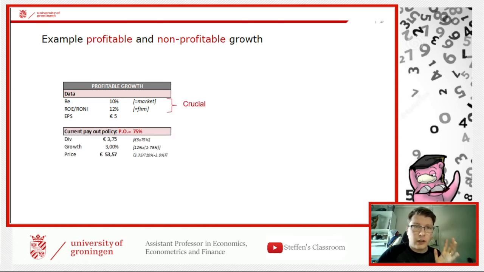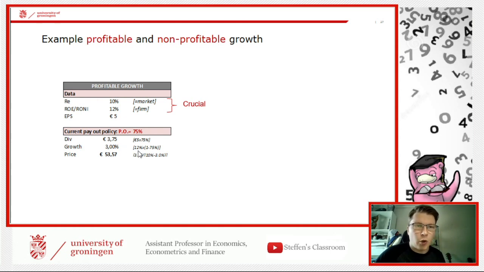First, let's try with a payout policy of 75%. That is, we pay out 75% of revenue. That is, well, of these earnings per share, 75% of them are paid out. That means the dividend is just going to be 3.75, because that is 75%. As you can see here, I even put the calculation behind here. You're welcome.